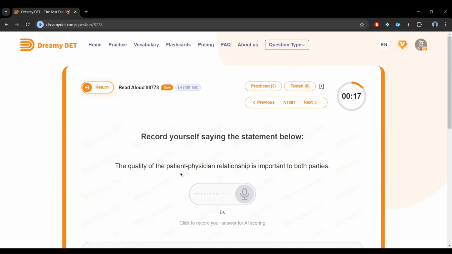The quality of the patient-physician relationship is important to both parties.